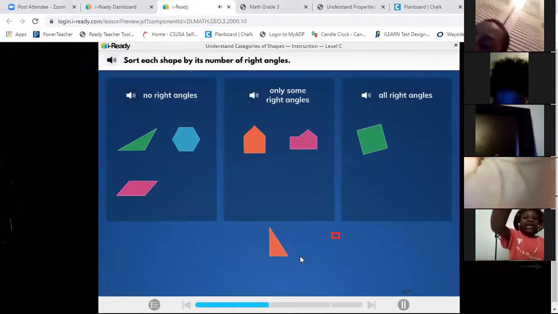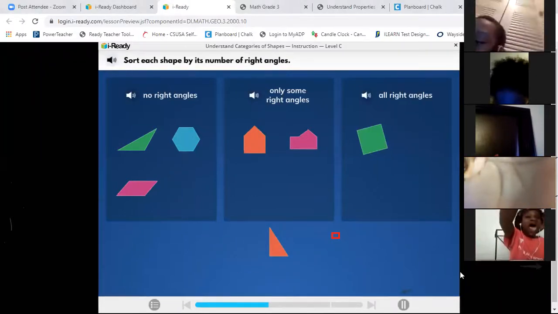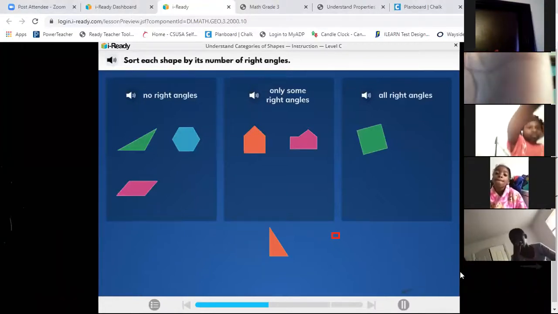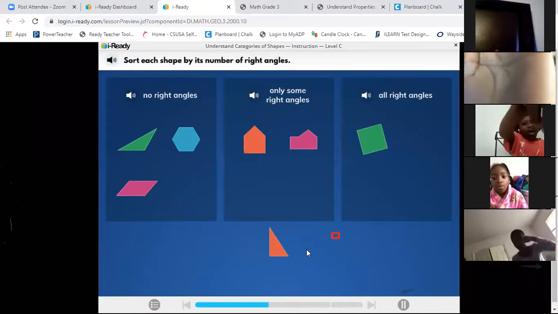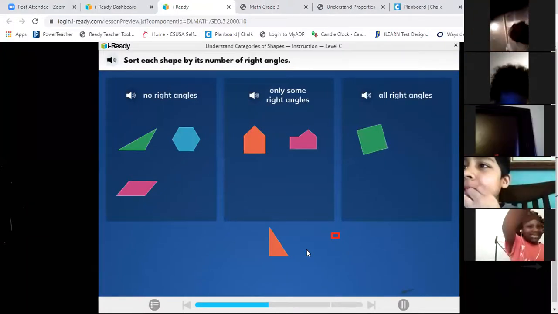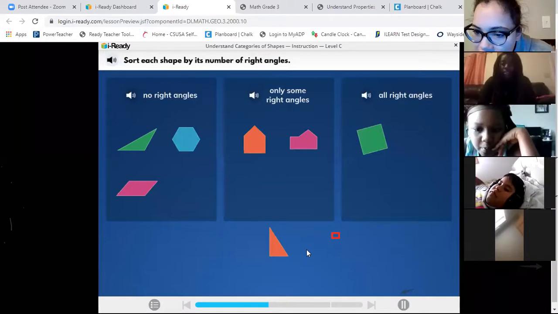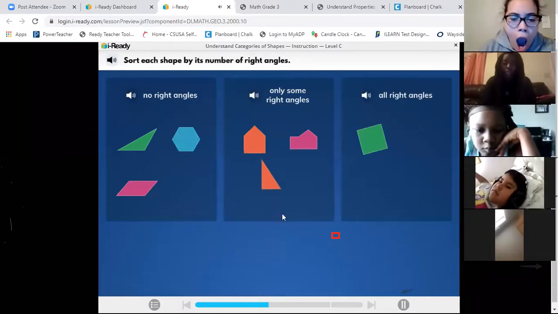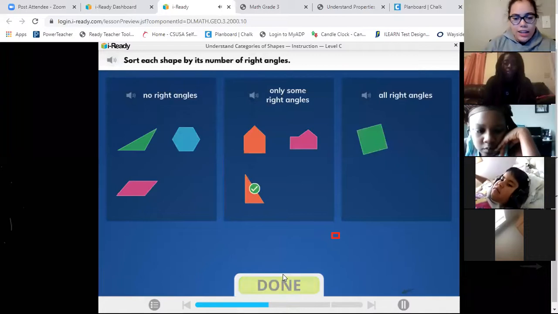All right, what about this triangle? It is called a right triangle. Maybe in box number 2, only some right angles. All right, you got it. Good job.